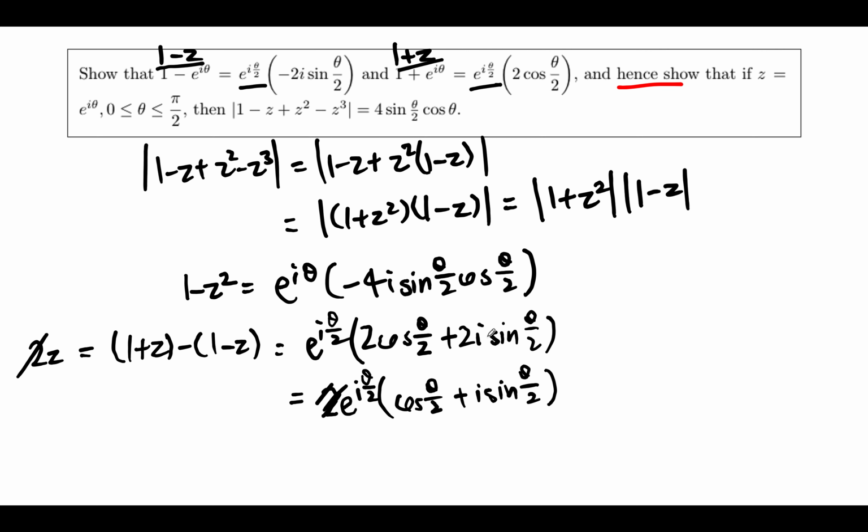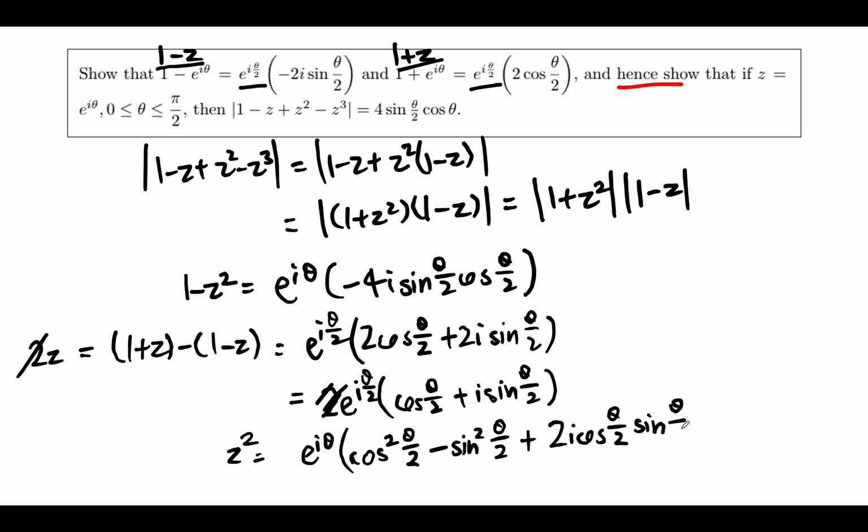And next, we want to square this, because when we square it, we can multiply it by 2 and then add it to this. So when we square it, we get e to the i theta, then the inside will become cosine squared theta over 2 minus sine squared theta over 2 plus 2i cosine theta over 2 sine theta over 2. Right, and then remember we want to find 2z squared, not just z squared, because we need to add 2z squared to this in order to get 1 plus z squared. So if we multiply this by 2, there will be an extra 2 here, and this will become 4.